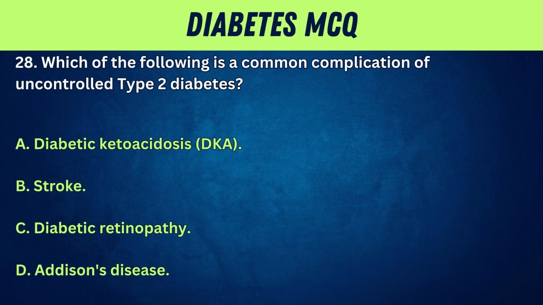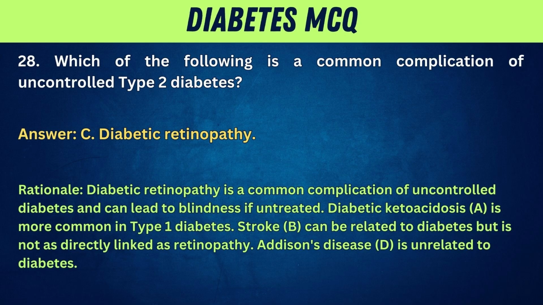28. Which of the following is a common complication of uncontrolled type 2 diabetes? A. Diabetic ketoacidosis, DKA. B. Stroke. C. Diabetic retinopathy. D. Addison's disease. Answer: C. Diabetic retinopathy.